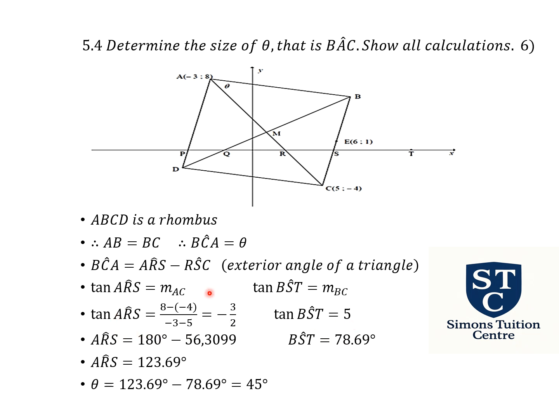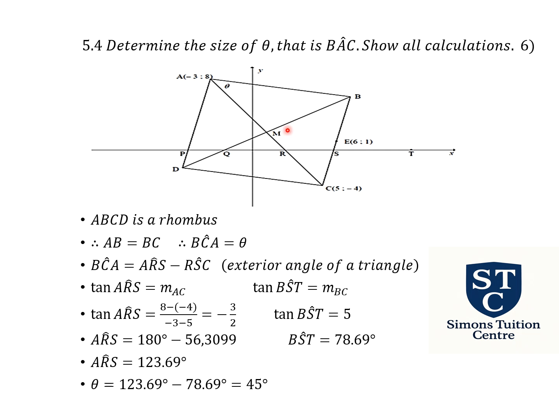From there, if I say shift tan of negative 3 over 2, my calculator will give me negative 56,3099 degrees. Because it's negative, I'm going to say 180 minus that, which then gives me 123,69 degrees. Then shift tan 5 gives 78,69 degrees. Alright, so theta then equals my biggest exterior angle minus the interior angle. No? So 123,69 minus 78,69, which then gives me 45.